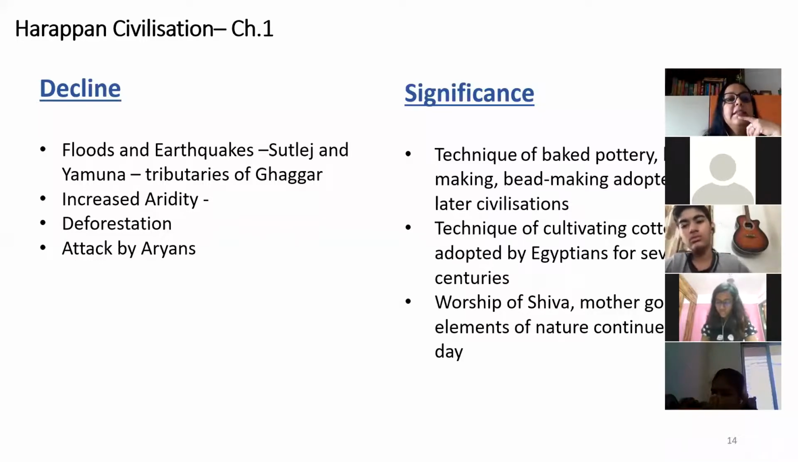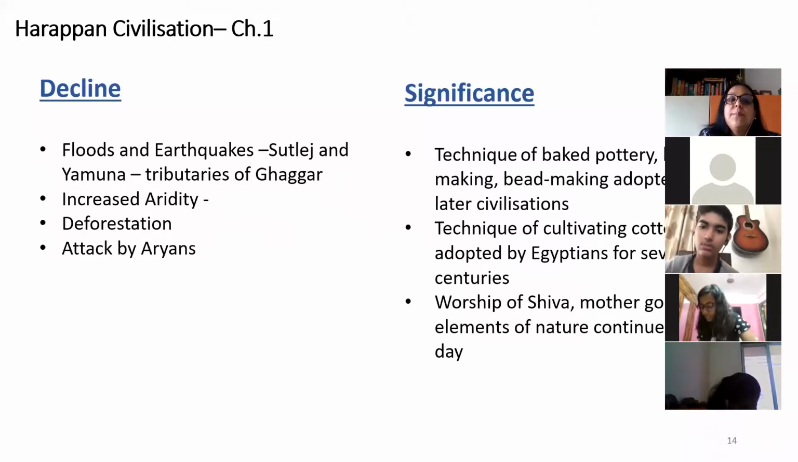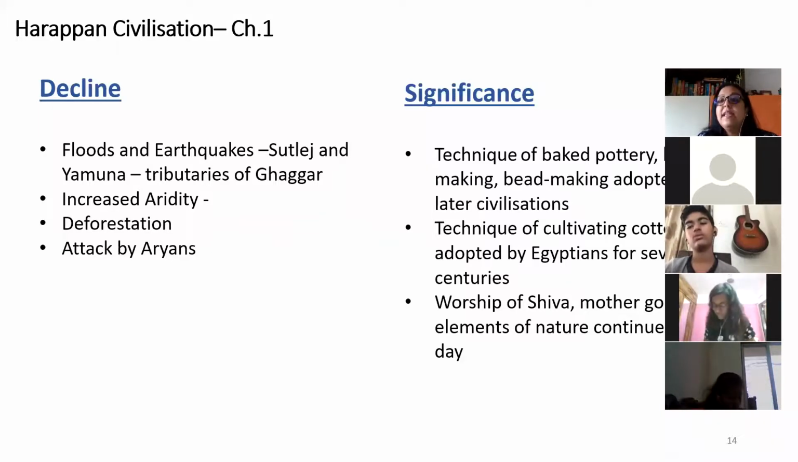Then deforestation. We know that the Harappan civilization was a Bronze Age civilization. Bronze Age civilization means metals. You need a lot of heat to melt metals, it's not easy. That means they were cutting forests like anything. They were cutting so many trees to burn them so that they could melt the metals.